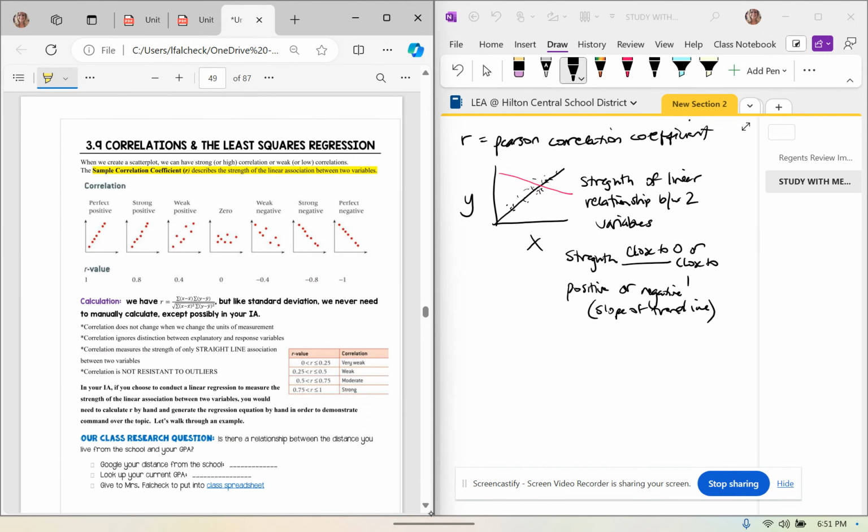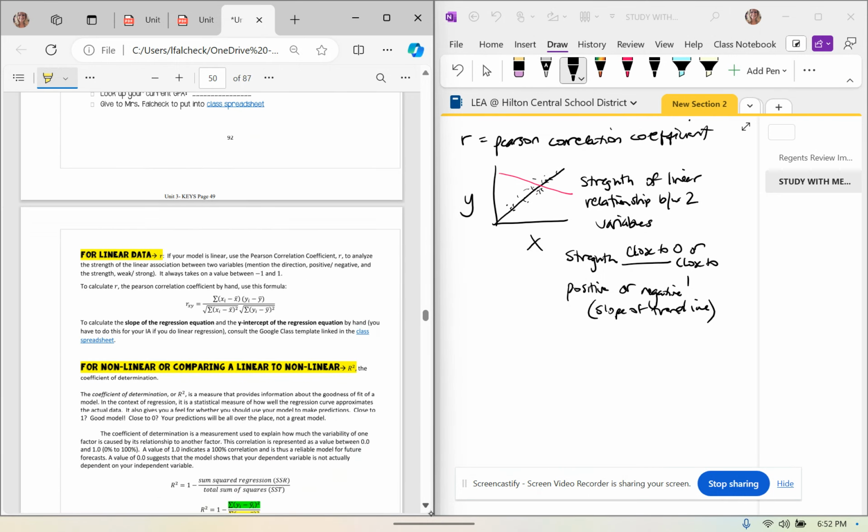These are great visuals. Study these. An R value that's close to 1 is going to be a perfect correlation between the two, and an R value that's close to 0 is going to have no correlation between the two. As you get further out from 0, you become weak, strong, or perfect.